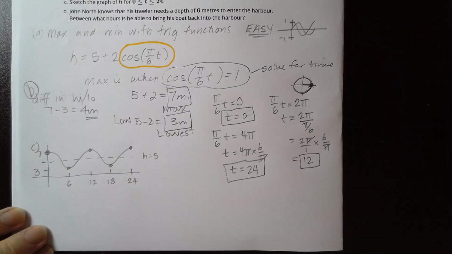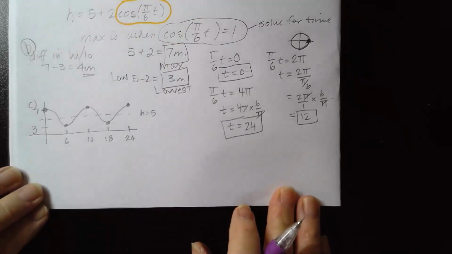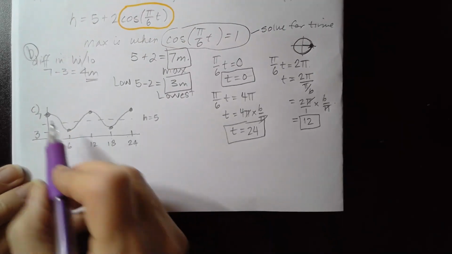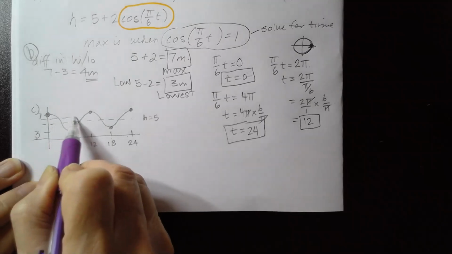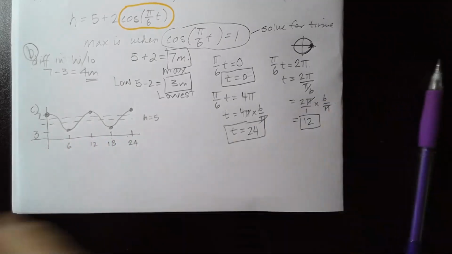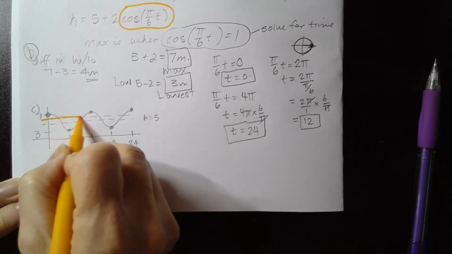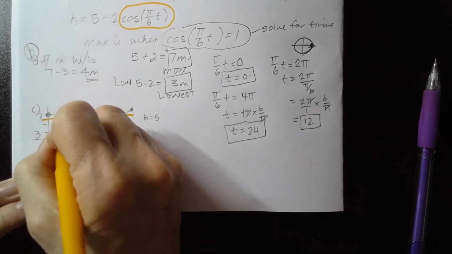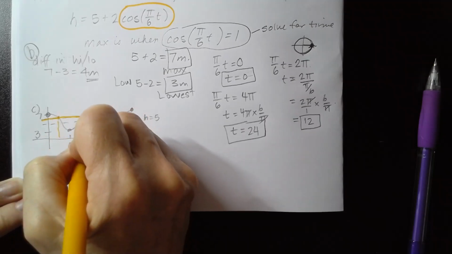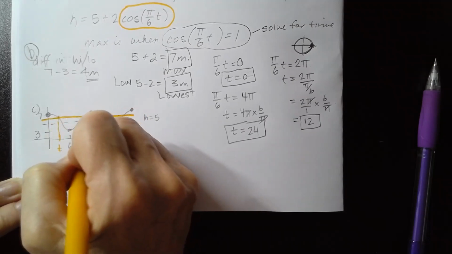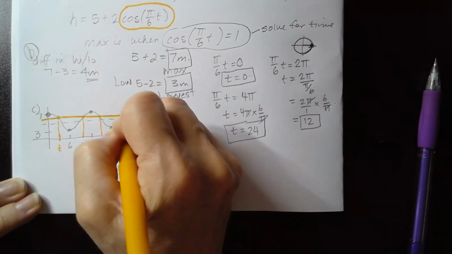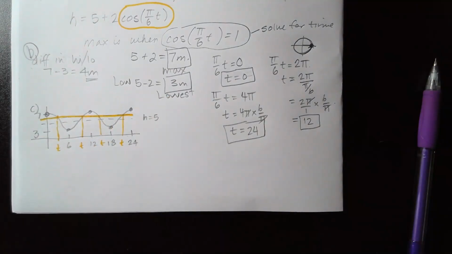And then it says, John North knows that his trawler needs a depth of 6 meters to enter the harbor. Between what hours is he able to bring his boat back into harbor? Okay, I'm going to use this graph and say, here's 6. I'll even do it in yellow so we can look at it. So I need to get in between here and here. These are the values I'm looking for, all these little t's, and then here and here. So this is a perfect question to do on our calculator. So let's grab that.